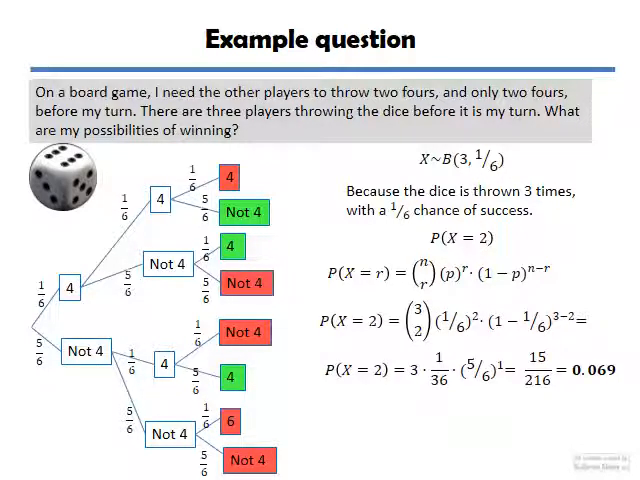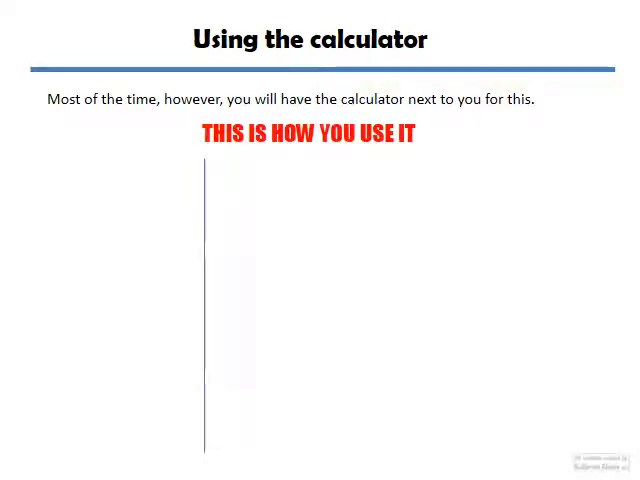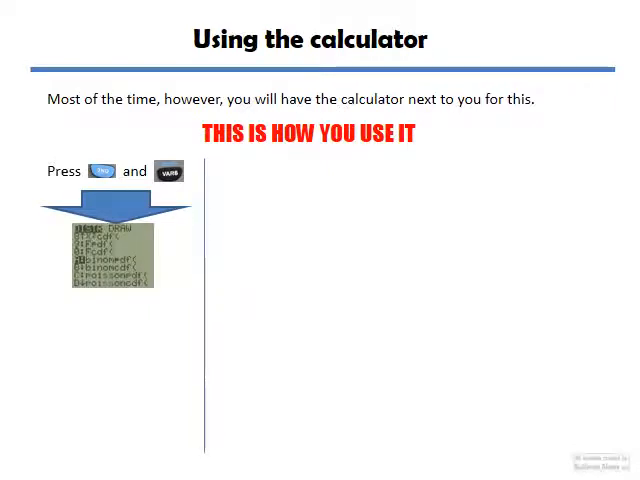Great. Now, how do I do this with the calculator? Because, of course, that calculation that I had earlier on is not that easy to do without a calculator, right? How do you do it with the calculator? Well, you will most of the time have the calculator next to you, so frankly, this is the important part. So you press second and vars to enter the distribution menu. We're going to be using the distribution menu for a while. You scroll down the distribution menu and find Binom PDF.